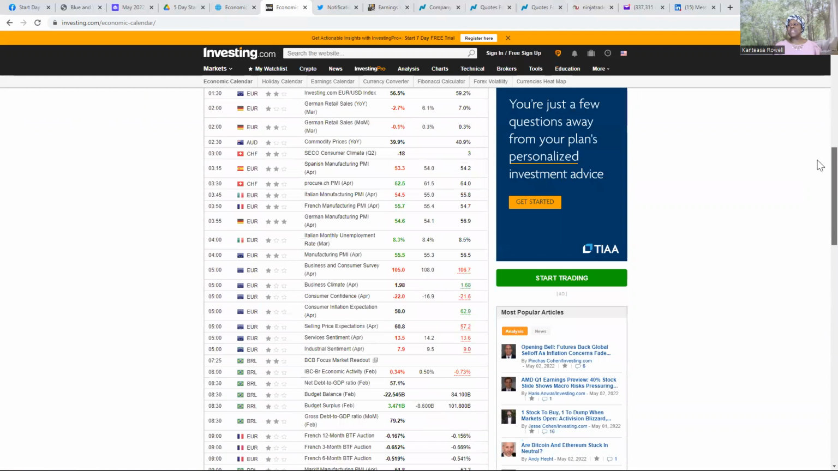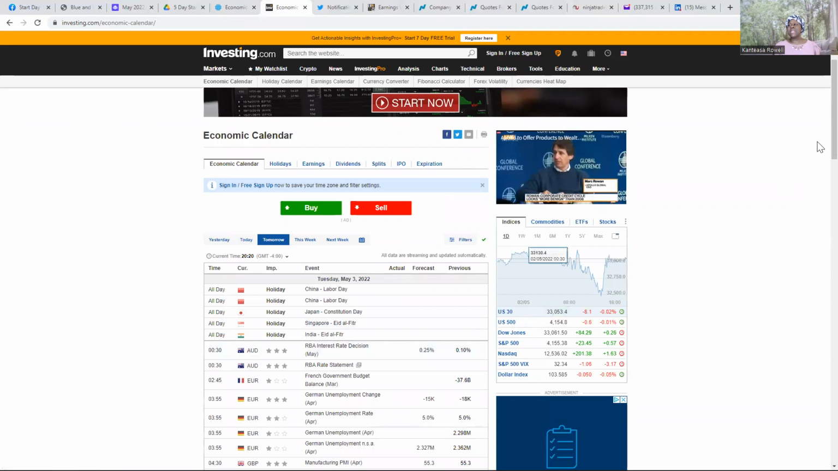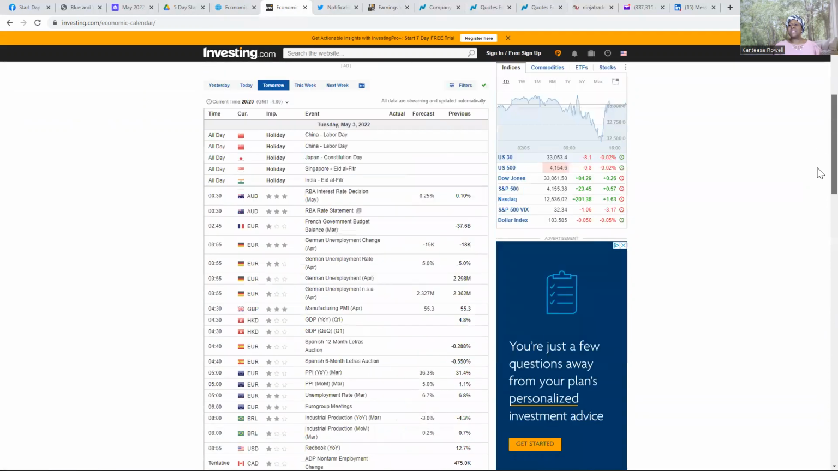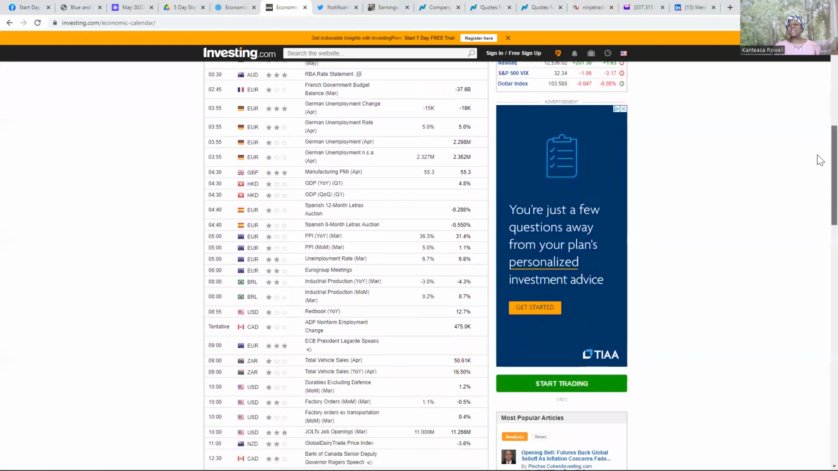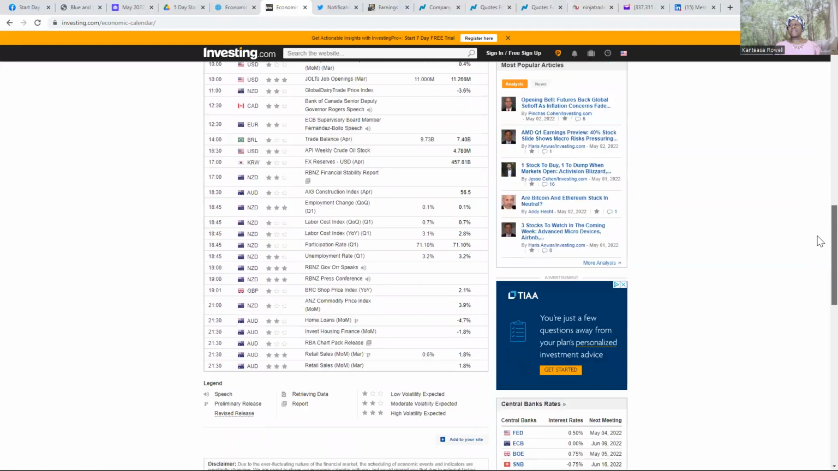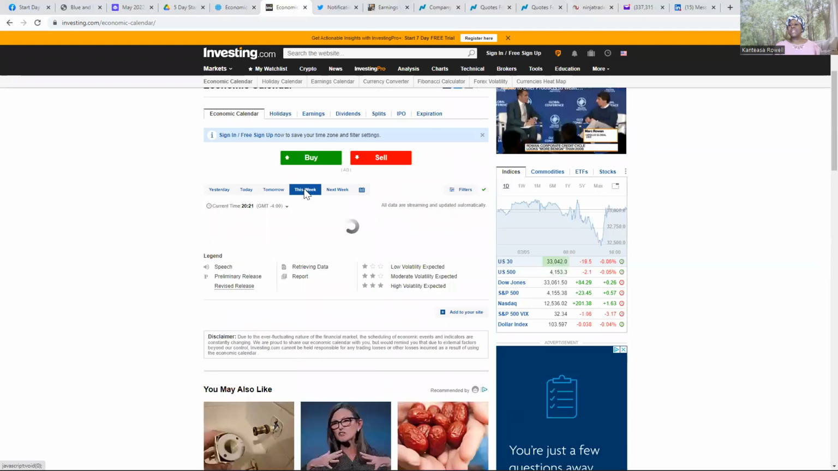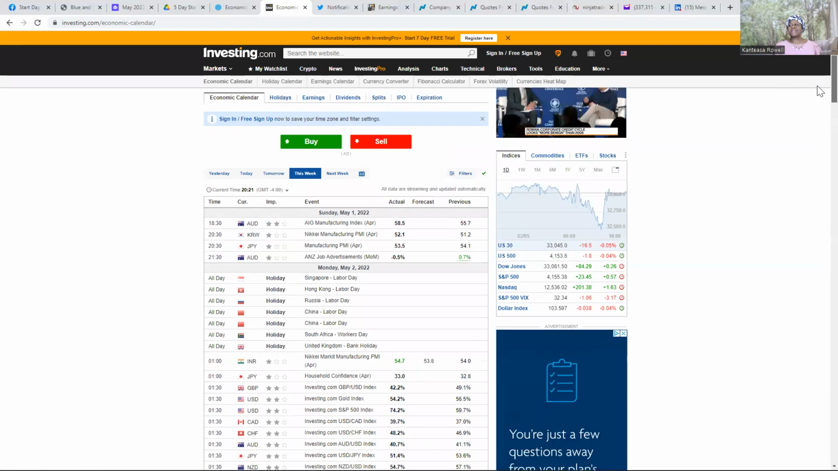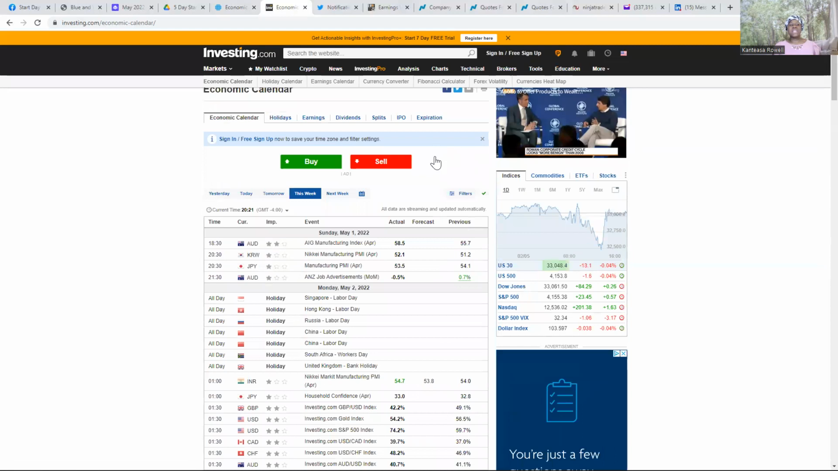Okay, this is investing.com. Then if I scroll back up, I can click on tomorrow's so that I can plan my day in advance. Again, it's a Labor Day for China, Constitution Day for Japan. All of that handy dandy information is included. And then for this week, we get a glance, and you can also look at next week.